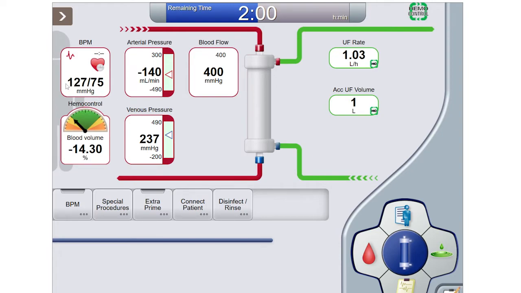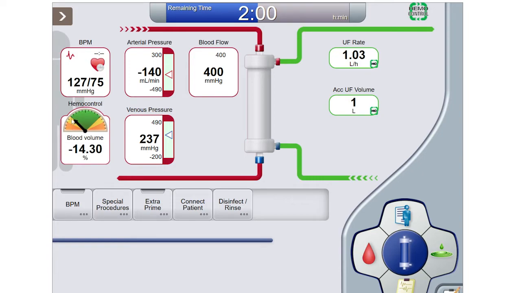So let's just check in with the patient. Patient says they're feeling good. No evidence of cramping, no dizziness. This is not unusual for them. Blood volume's seen a modest reduction as well, from about -10 to -14. So we're doing okay there.